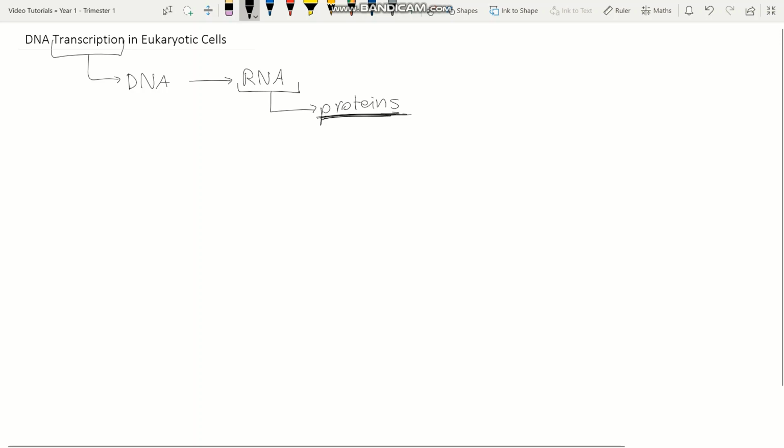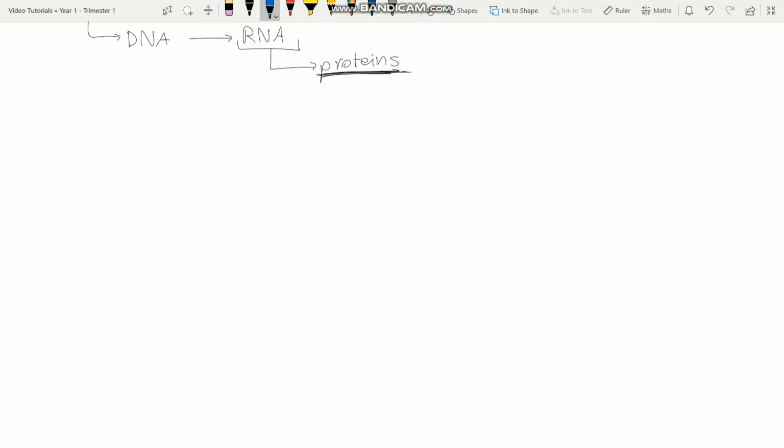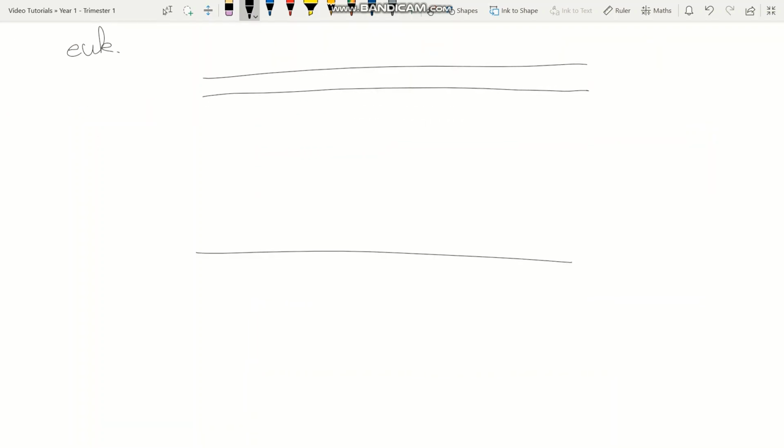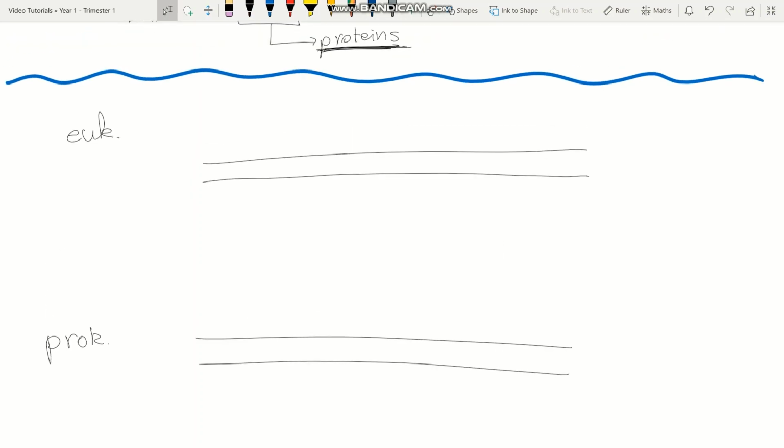So how does DNA transcription start? Firstly, I would just like to draw a little bit of a comparison between prokaryotic and eukaryotic cells. So if we have a DNA strand here, and say this is a eukaryotic cell, and a DNA strand here, and say this is a prokaryotic cell. In a eukaryotic cell, the enzyme called RNA polymerase II is what initiates the process of DNA transcription. On the other hand, in prokaryotic cells, this enzyme is simply called RNA polymerase.